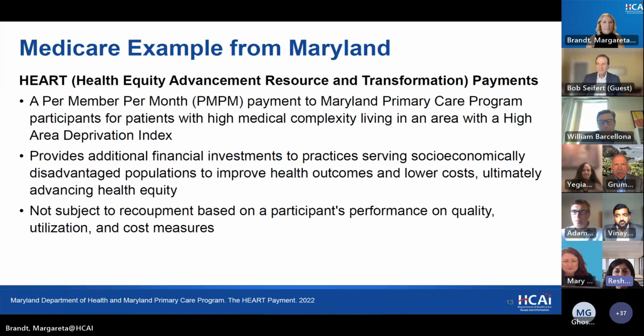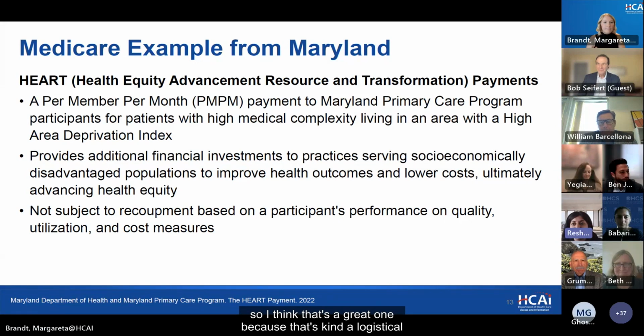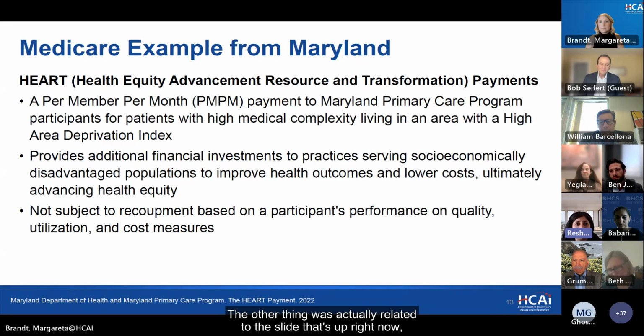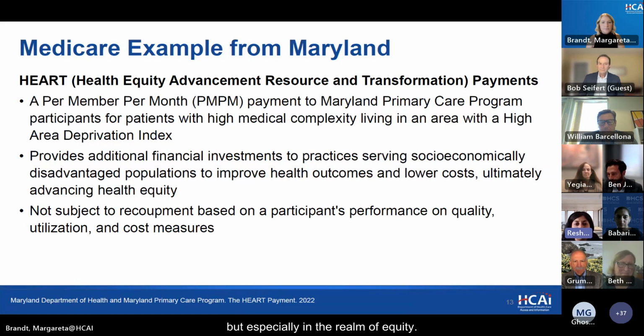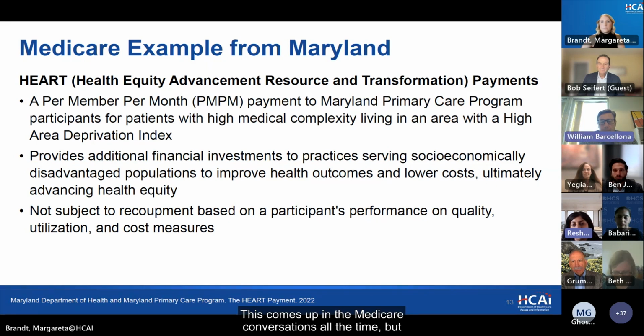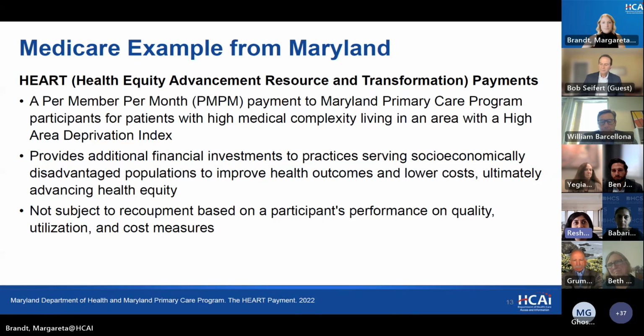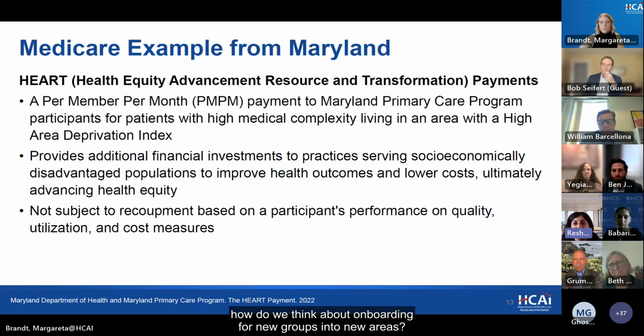Yeah, thank you. I actually had a similar question around data. I think that's a great one, because that's a logistical area around alignment, because we are thinking beyond Medicaid. The other thing was related to the slide that's up right now. We've brought this up a little bit in prior conversations, especially in the realm of equity. This comes up in the Medicare conversations all the time. But how do we think about onboarding for new groups into new areas?